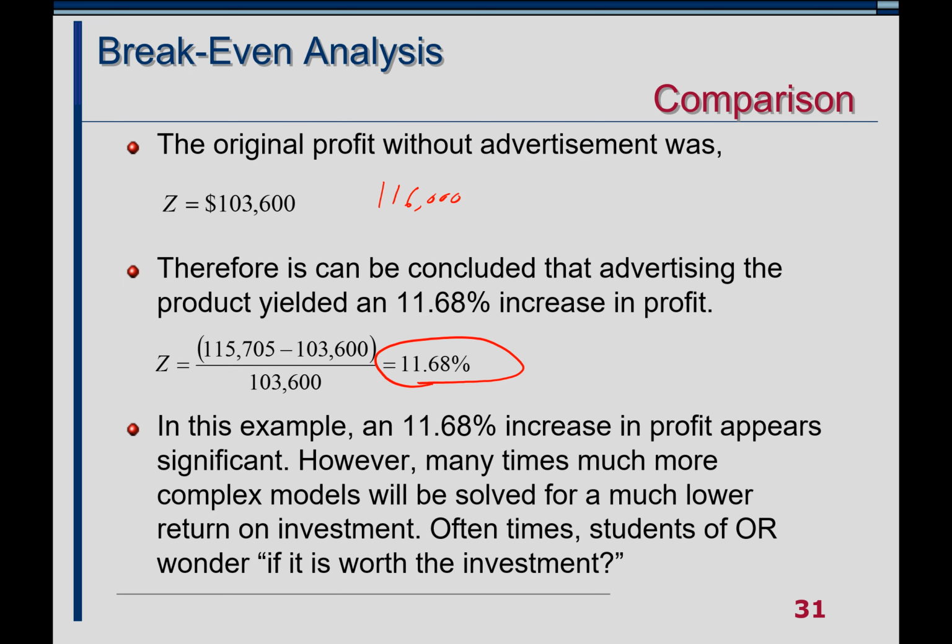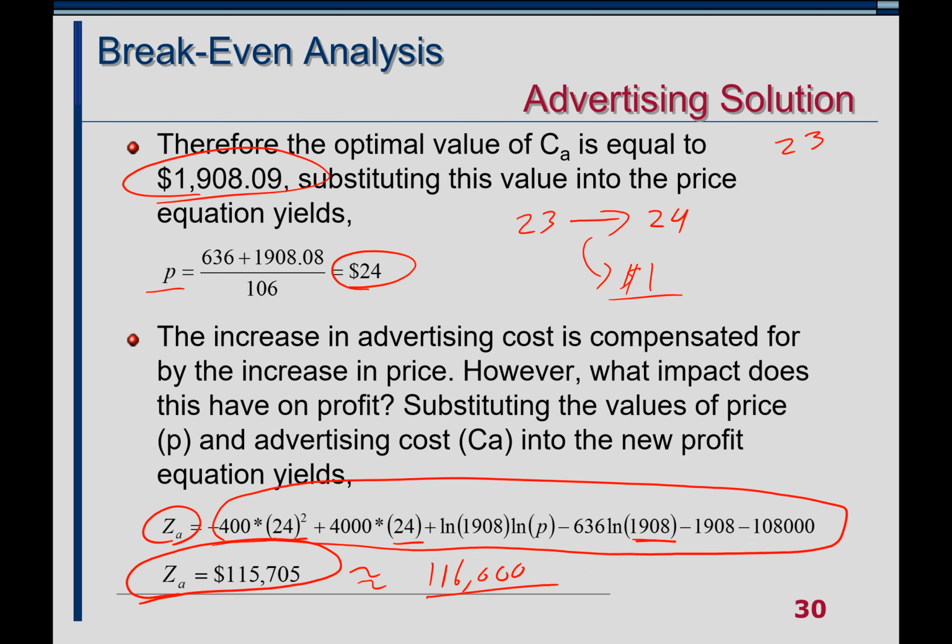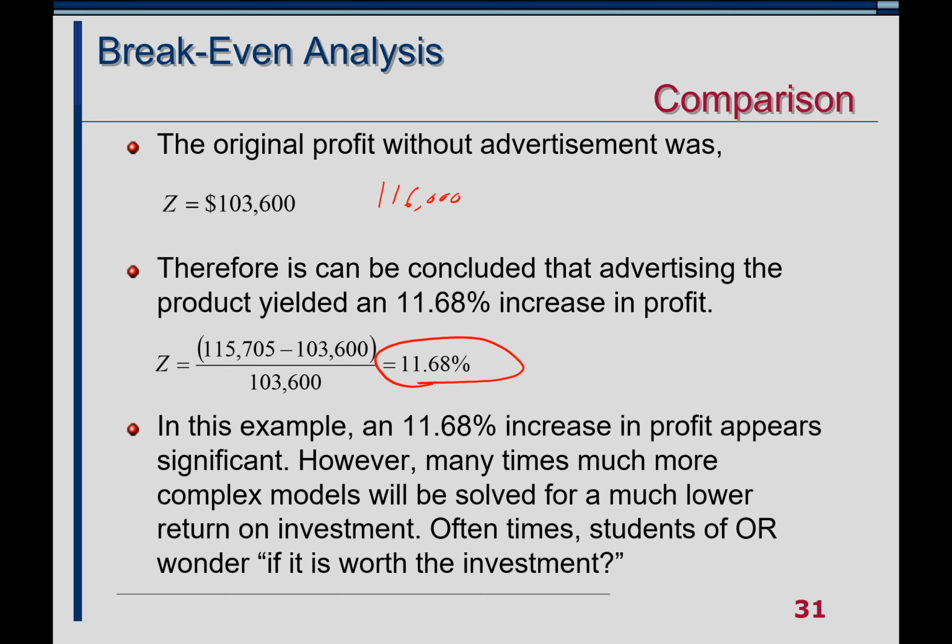And remember that our advertising cost is already taken into account. So this approximately $2,000 that we spent, we've already included into our profit equation. So you don't have to go in and say, yeah, but of this extra 16,000 you have to deduct 2,000. No, it's already been built in.